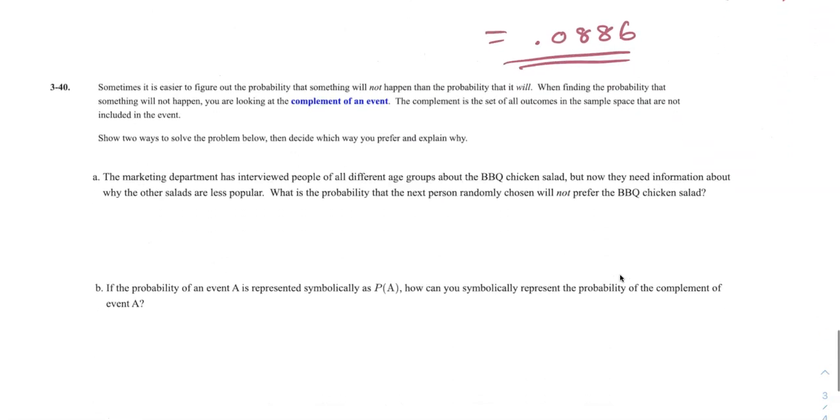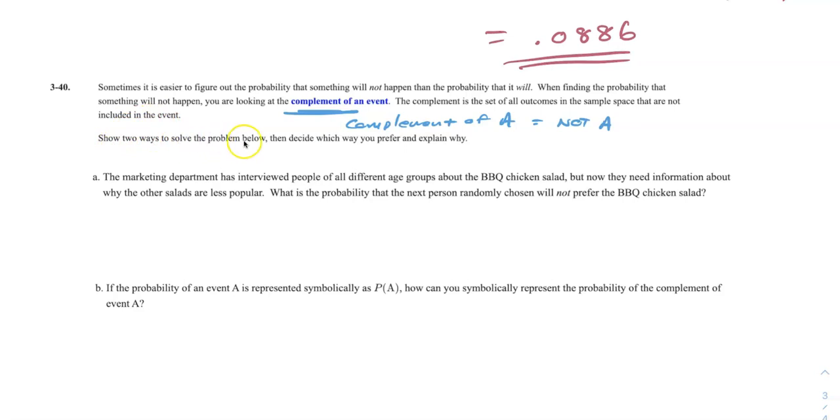Last one real quick. Sometimes it's easier to figure out the probability that something will not happen than the probability that it will. When finding the probability that something will not happen, you are looking for the complement of it. So the complement of A means not A, right? I don't want A to happen. What are the odds that A does happen? The complement is the set of outcomes in the sample space that are not included in the event.